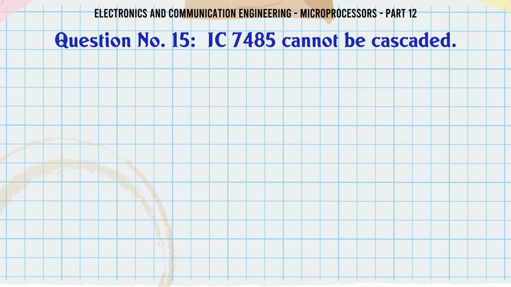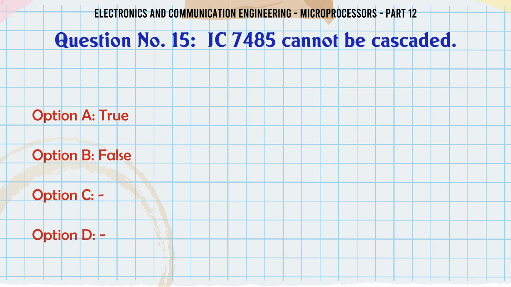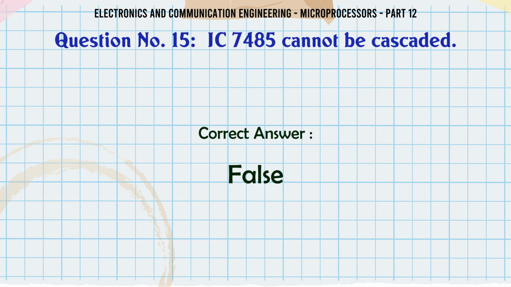IC 7485 cannot be cascaded. A: True, B: False. The correct answer is false.